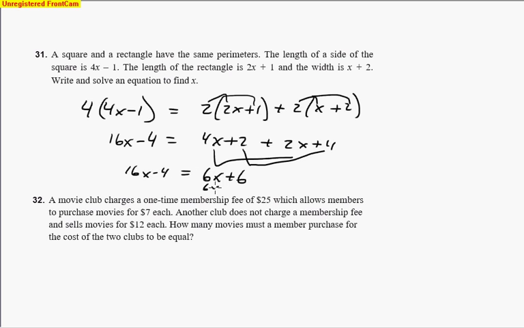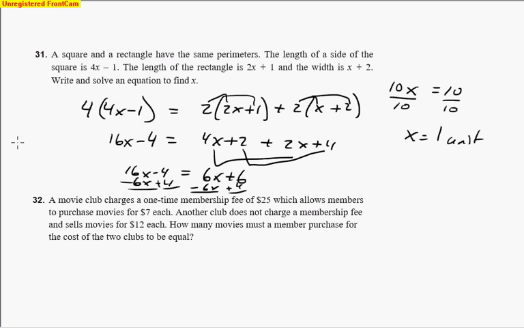So we're ready to solve by doing some opposite operations. Both sides get an opposite operation there, and we end up with 10x equals 10. To solve, all you're going to do is divide by 10, and we know what x is. X is 1. Since we're dealing with a length, I don't know what the units are, so I'm just going to write 1 unit.